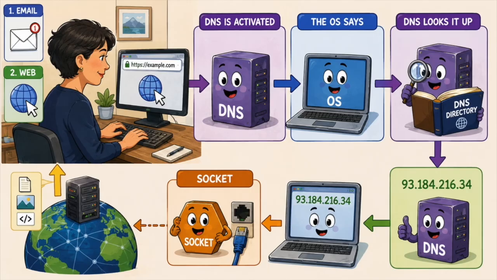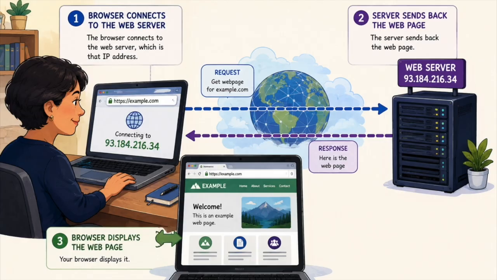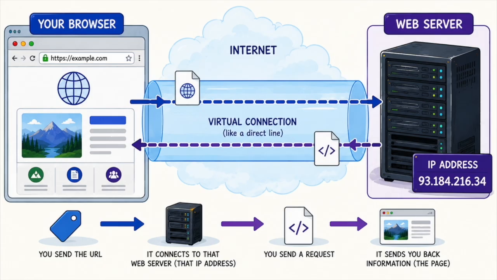Now we're going to talk about a website address, the URL. The DNS is activated. The OS says, hey, DNS, this is the URL, give me its IP address, and socket. The browser then connects to a web server, which is that IP address. The server sends back a web page, and your browser displays it. Basically, it's setting up a virtual connection as if you directly connected to that web server. You send it a request, it sends you back information. You send it the URL, it brings you back the page associated with that URL.